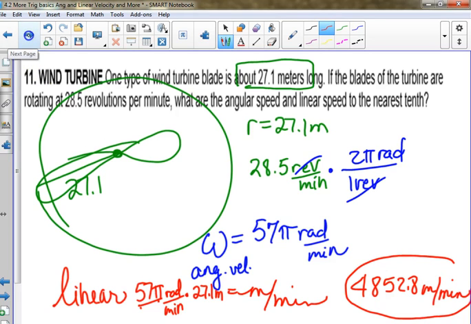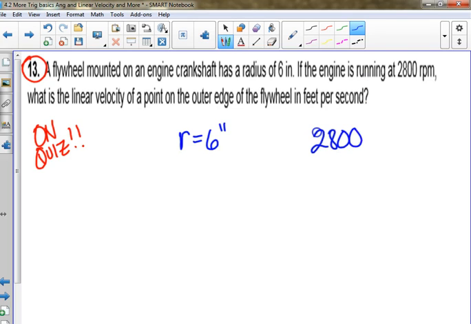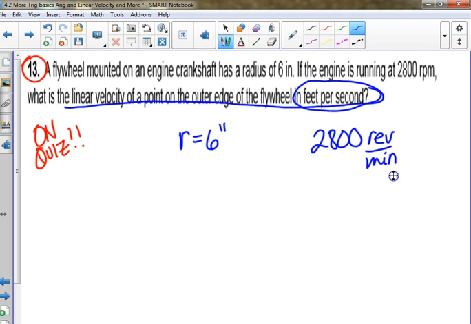I'm going to get one more done. I'm going to do this one because this is on the quiz. Okay. On the quiz, this question. A flywheel mounted on an engine crankshaft has a radius of 6 inches. If the engine is running 2,800 RPMs, which stands for what? Revolutions per minute. What is the linear velocity in feet per second? Oh, this is how it is on the quiz, okay? You got to do a bunch of converting.